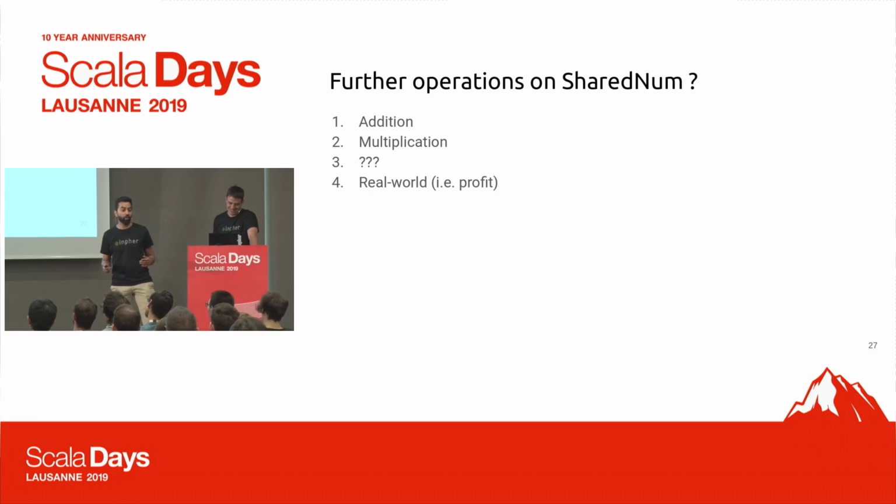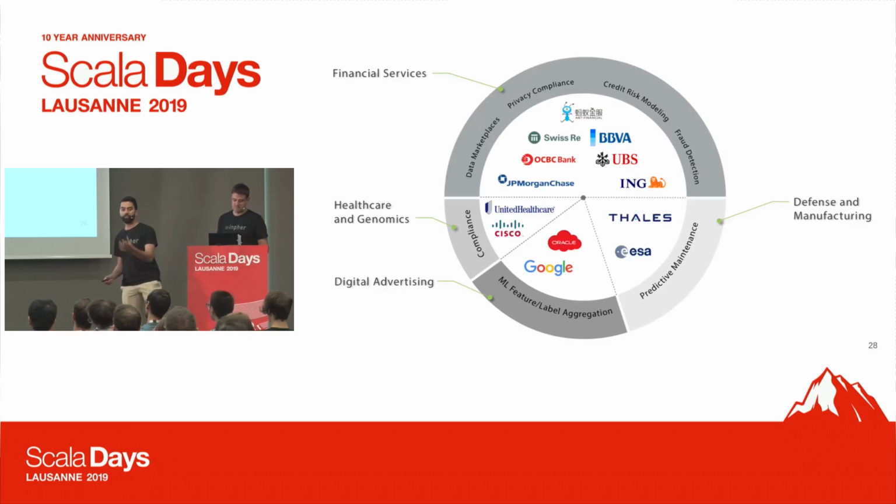Yeah, so when we get the polynomials, then we can actually go to the real world, and MPC is actually valid and has valuable use cases in the real world. Let's look at a general picture of the different kinds of use cases that we may have here. We have different sectors: financial services, healthcare and genomics, digital advertising, defense and manufacturing.